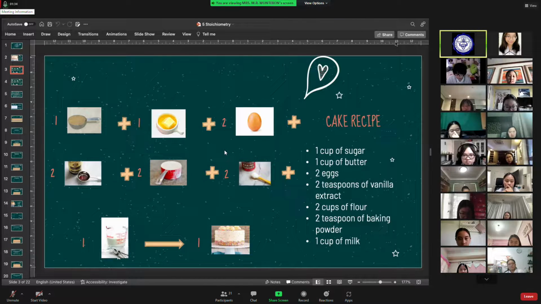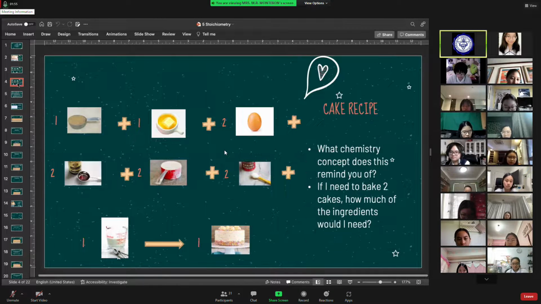Okay, I'm so sure you are very familiar with this picture. You can see the arrows in there. You can see the arrow, the plus sign to indicate that you need to add it all up, like all the ingredients in here, so that you will be able to make a cake. Can you follow? But what if, girls?